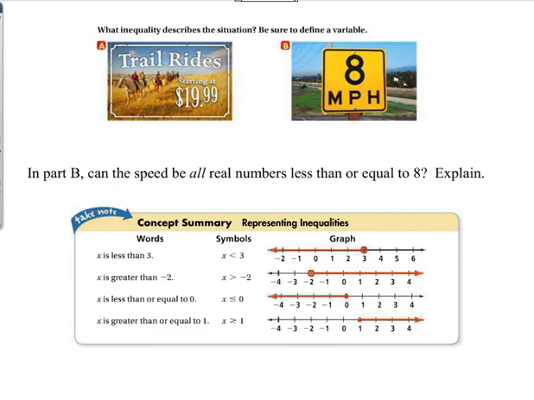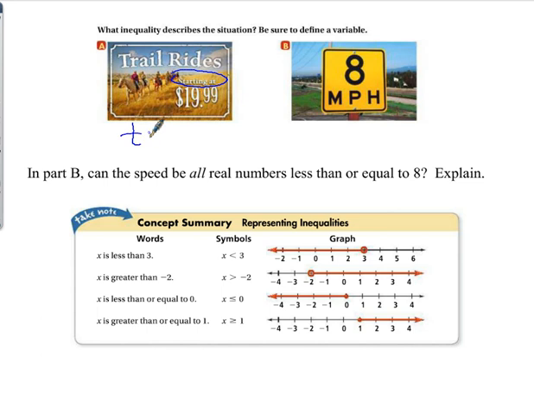All right, we have a couple of signs here that you might see. I don't know where you would see an 8-mile-an-hour sign, but they happen from time to time. Trail rides, you might see that around here. Actually, if you go to Cody, you definitely see a trail ride sign. Okay, trail rides starting at, the key phrase right here is starting at $19.99. I want to write an inequality that describes the situation. So, give me a variable. T? Sure, trail rides. Starting at $19.99.